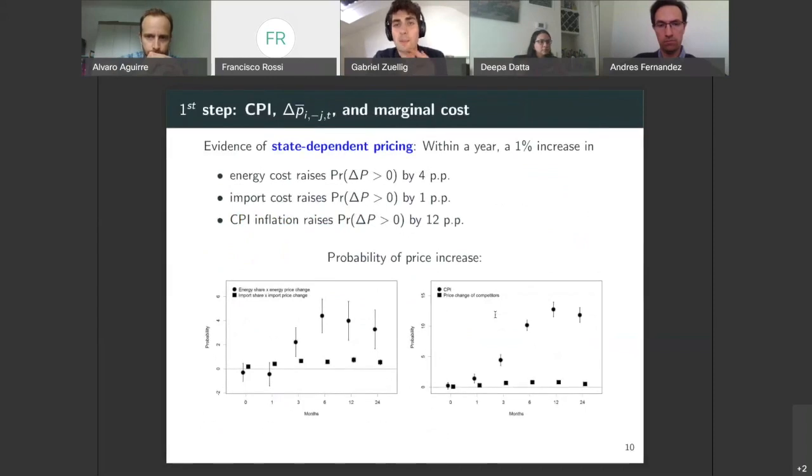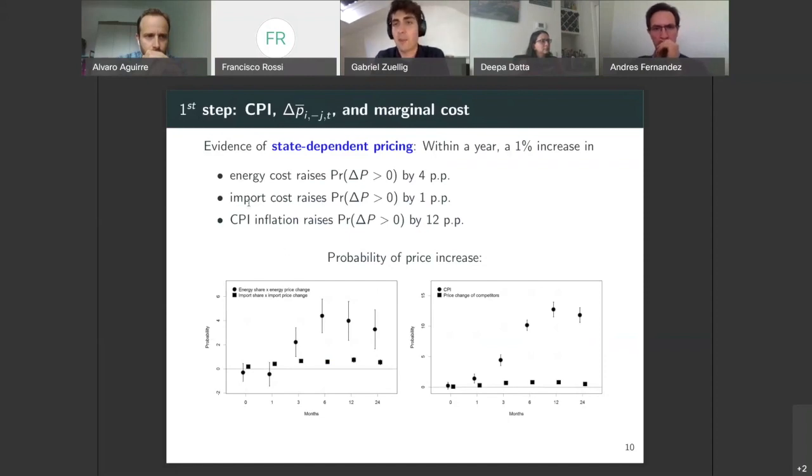So this is the evidence on state-dependent price setting. If you take, for example, 12 months after receiving a 1% cost shock to energy, then the probability of having increased the price is 4 percentage points higher than for comparable firms. For imports, this is somewhat lower, but again, imports is very much an idiosyncratic shock to the single firm.